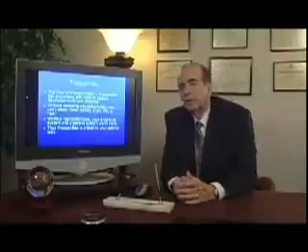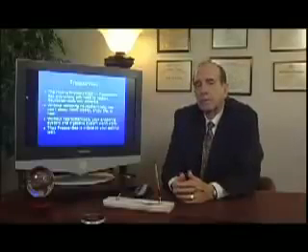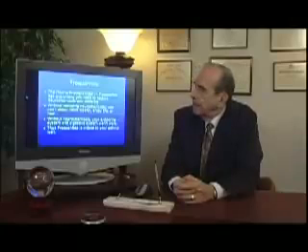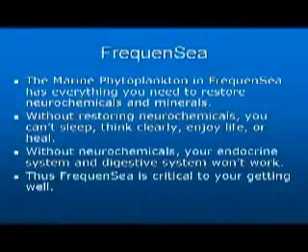So how do you fix the control mechanisms of the body, the neurochemicals and the mineral on-off switches? The most efficient way I've ever found to do that is with frequency. Frequency contains many things, but one of the more important things in it is marine phytoplankton. Marine phytoplankton is a total food. It has everything necessary to replace the things that are needed to build your body.